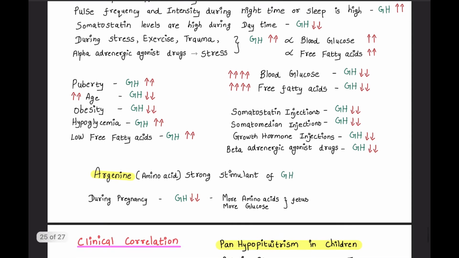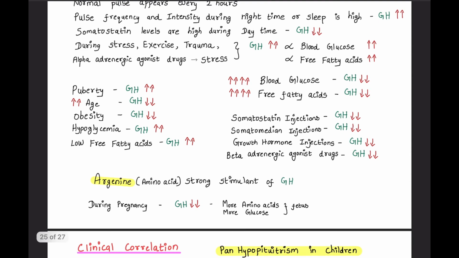happens. And during puberty, as we have discussed earlier in the lecture, the growth hormone is increased. Before and during puberty, your growth hormone is very high. When you age, from 15 to 20 to 30, 40, 50, when you are older, your growth hormone decreases drastically. And in obese persons, the growth hormone levels are lower.